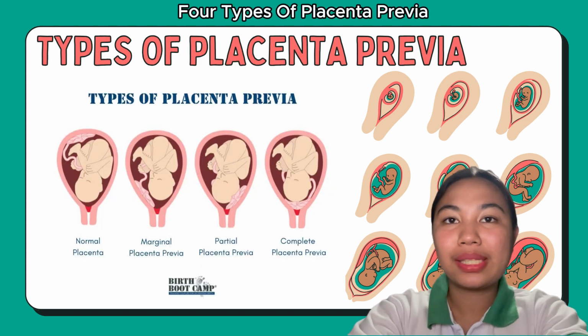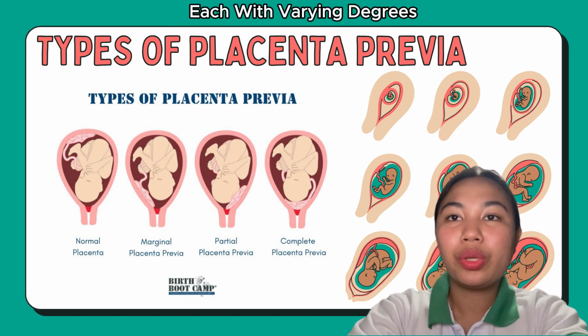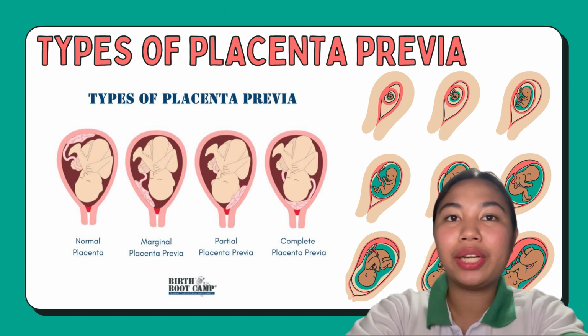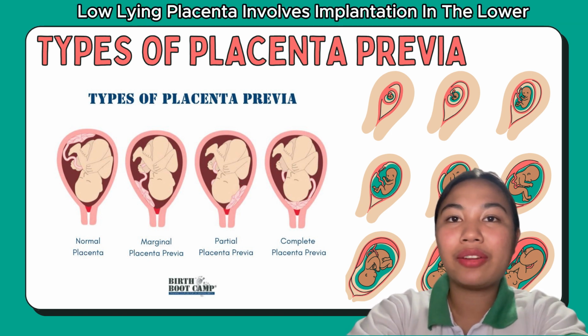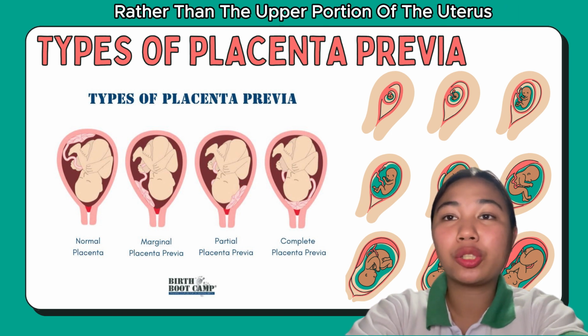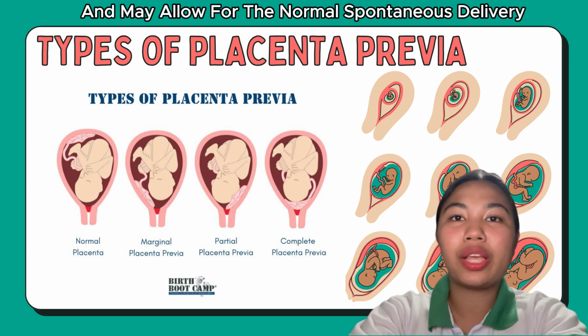4 types of placenta previa. Placenta previa can present in 4 distinct types, each with varying degrees of severity and implications for delivery. Low-lying placenta involves implantation in the lower rather than the upper portion of the uterus and may allow for a normal spontaneous delivery.